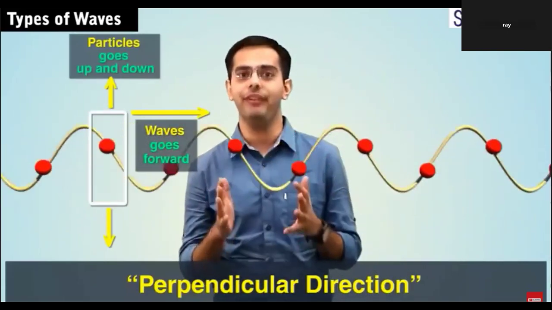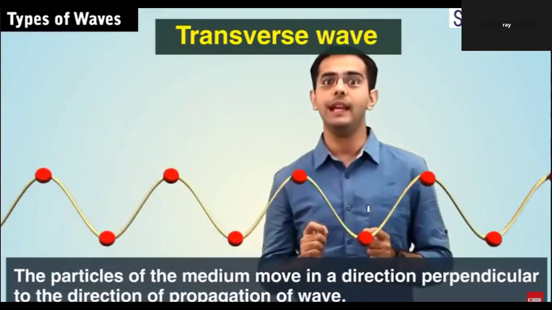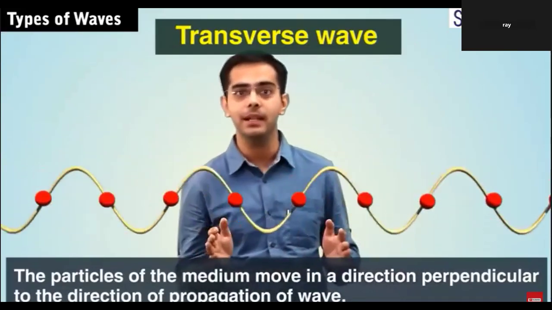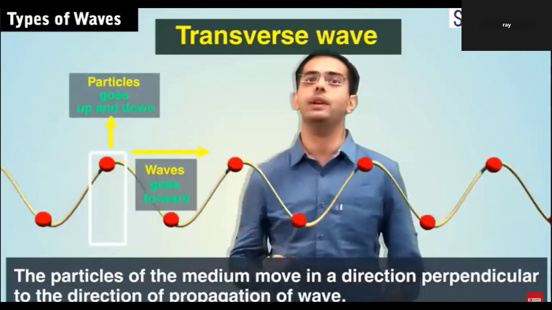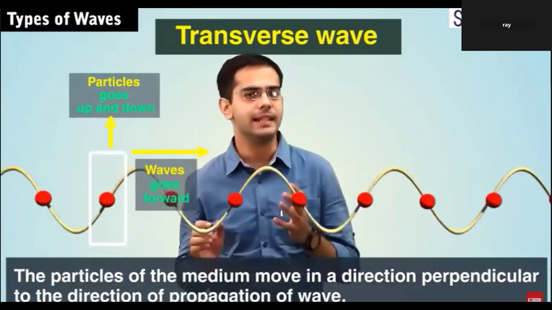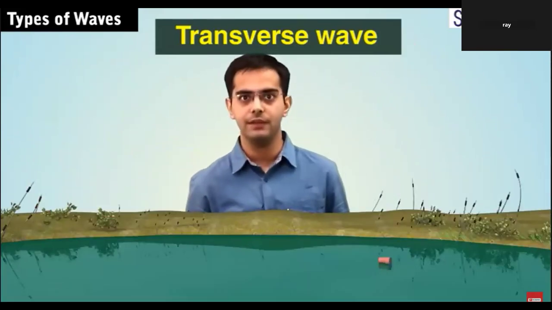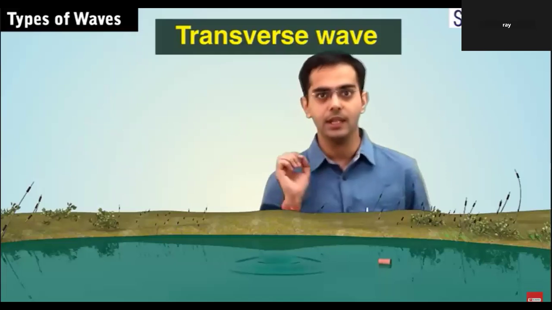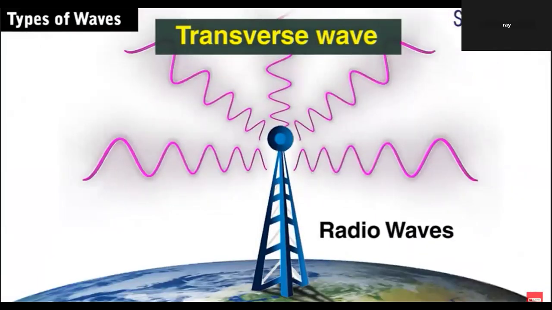Now this type of wave is called as, any guesses? Yes, this type of wave is called the transverse wave, in which the particles of the medium move in a direction which is perpendicular to the direction of propagation of wave. And some of the examples of transverse waves are the water waves, which are formed when I drop a stone into a lake or a pond, the light waves and the radio waves. These are all examples of transverse waves.